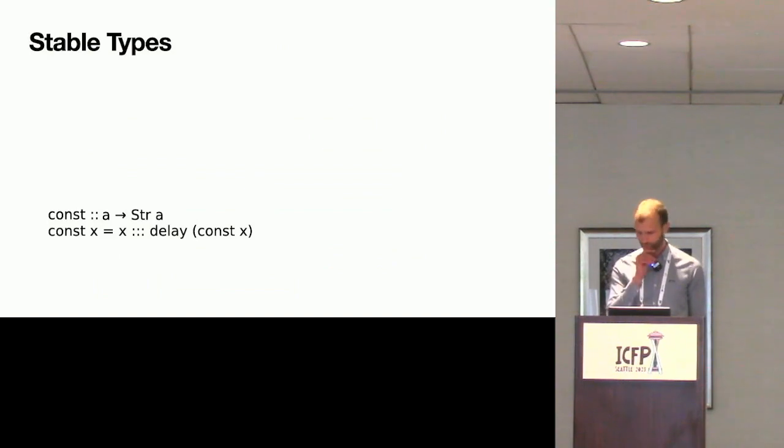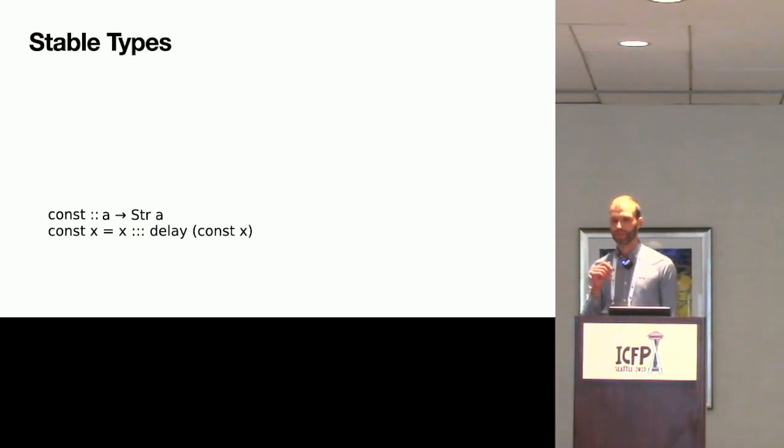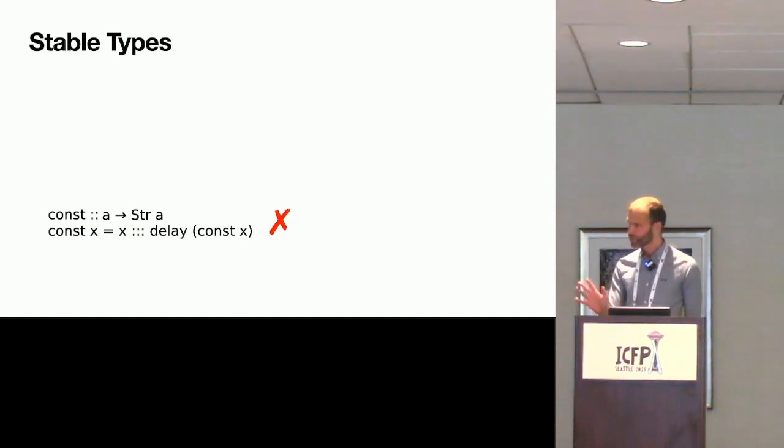But that's not the whole story. We also have to be careful about memory leaks. That was one of the motivations. And so this function here, it looks innocuous, this const function. What it does is it takes an argument of type A and produces a constant stream that just replicates this argument over and over again. It looks rather innocent, but we should not allow this to type check, because this will actually leak memory.